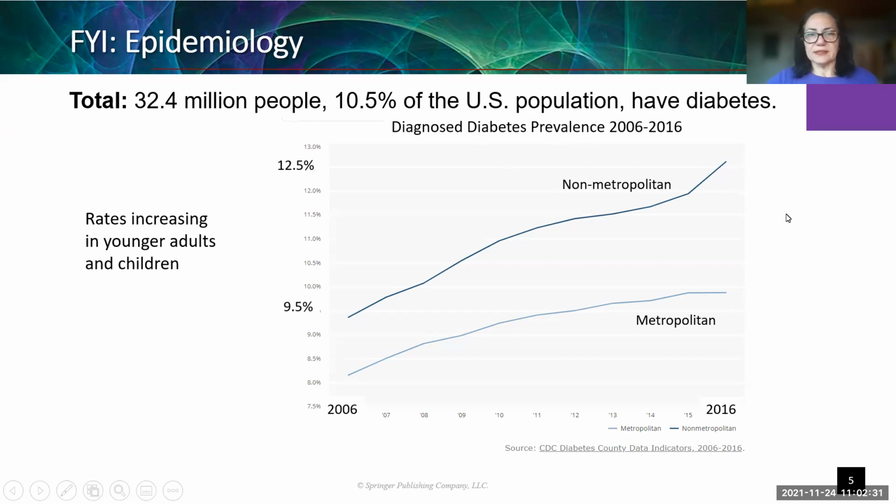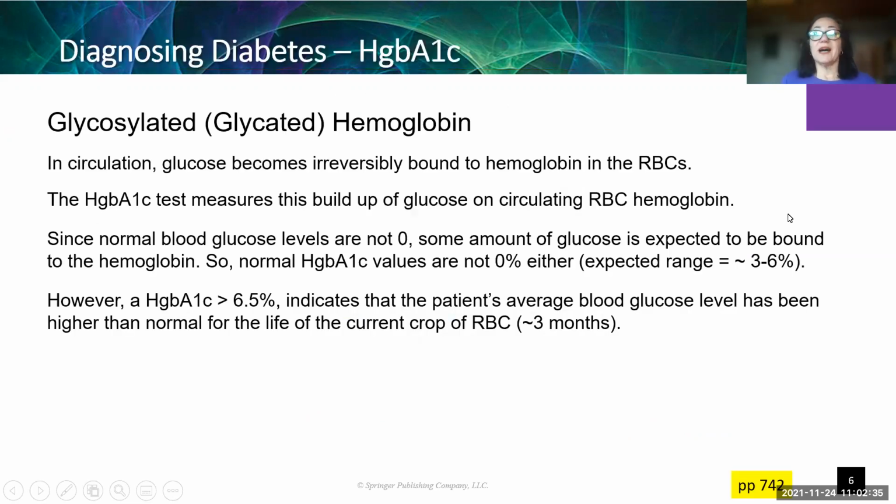You've experienced this, you know. Okay, so that's why we're spending all this time on this. How is diabetes diagnosed? Primarily with glycosylated hemoglobin or glycated hemoglobin, also known as the hemoglobin A1C test.